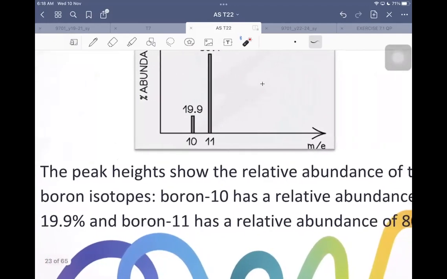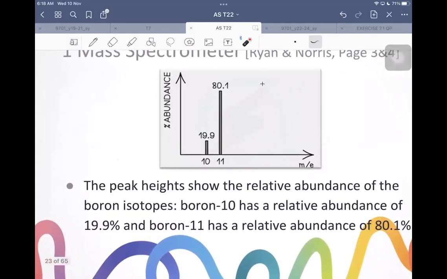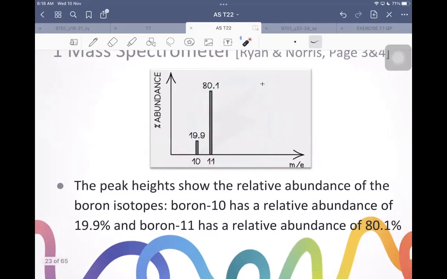The peak heights show the relative abundance of the boron isotopes. So from this information, you can see that boron 11 has a higher percentage abundance. That means in nature, about 80% of the time you will find boron 11, and about 20% of the time you will get boron 10, right? So it's already fixed. The relative abundance is already fixed. The probability is already fixed.